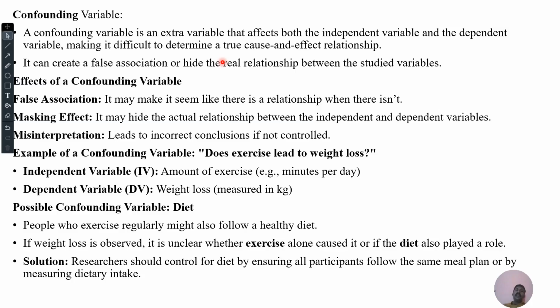Here we can add the confounding variable: a healthy diet. If weight loss is observed over 1 month while I continuously practice daily exercise and keep a proper diet, my weight was reduced, and then diet is a confounding variable. Here I get confused: was my weight reduced only by daily exercise, or only by following the proper, healthy diet? That is the confounding variable. Researchers should control for diet by ensuring all participants follow the same meal plan, so there are no doubts.